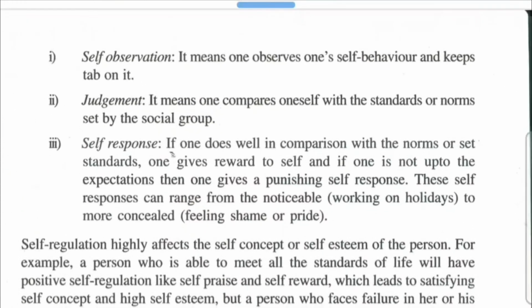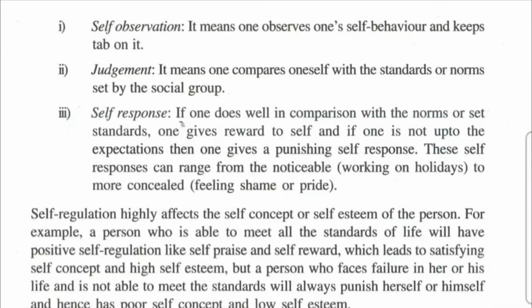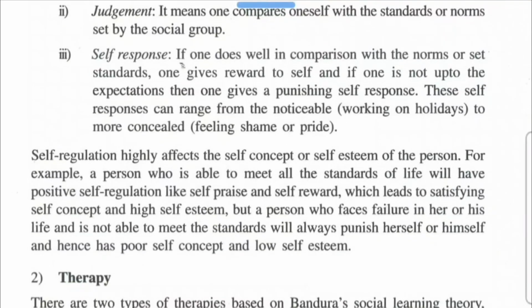1. Self-observation. It means one observes one's own behavior and keeps track of it. 2. Judgment. It means one compares oneself with the standards or norms set by the social group. 3. Self-response. If one does well in comparison with the norms or set standards, one gives a reward to oneself. If one is not up to expectations, then one gives a punishing self-response. These self-responses can range from noticeable, like working on holidays, to more concealed, like feeling shame or pride.